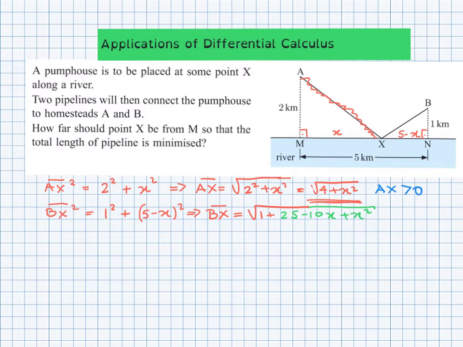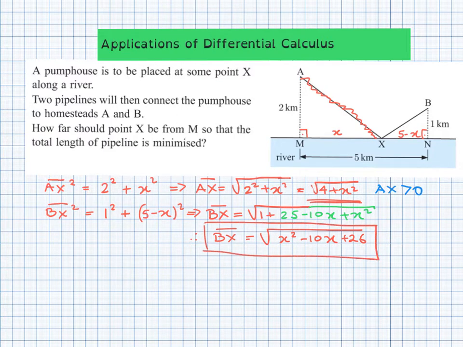This can be simplified a little bit. So I'm going to go therefore, length BX is equal to, let's put in order of x to the power of 2, take away 10x, and 1 plus 25 is 26, so it's going to be plus 26. So we do have two lengths, so we have BX here, and AX is here.